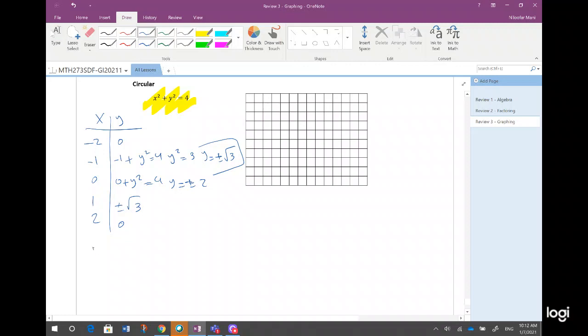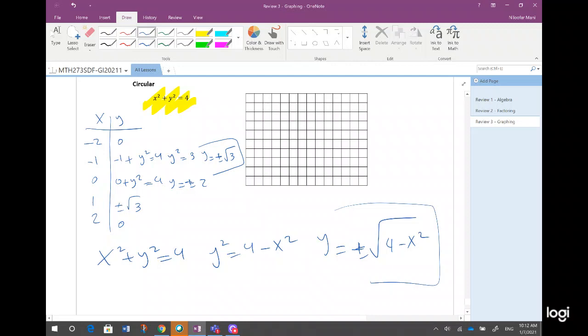The reason is x squared plus y squared equals 4. Okay, y squared is 4 minus x squared. So y is plus or minus radical 4 minus x squared. I can talk about this, which is not a function, but I will talk about it later. So you have y equal to positive and negative values, so that's why.